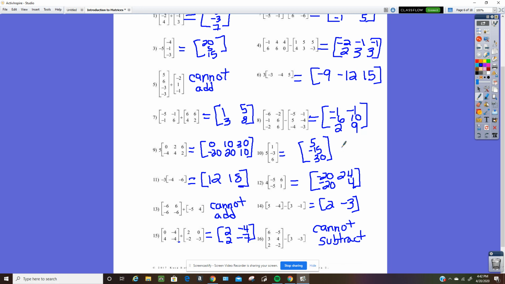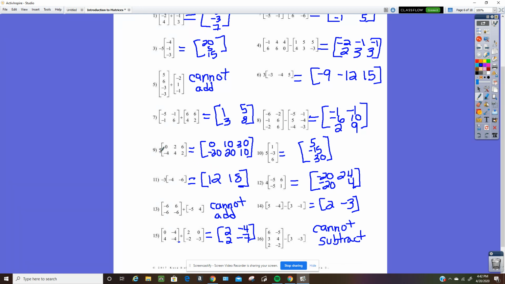Number 8, you have a 3 by 2 subtracted by a 3 by 2. So you're going to end up with a 3 by 2. -6 minus a -5 is -1. -2 minus a -1 is -1. -1 minus 5 is -6. 6 minus a -4 is 10. -2 minus a -4 is 2. 6 minus a -3 is 9.